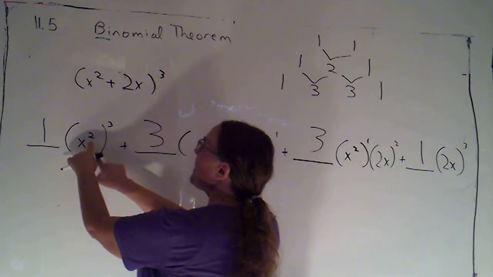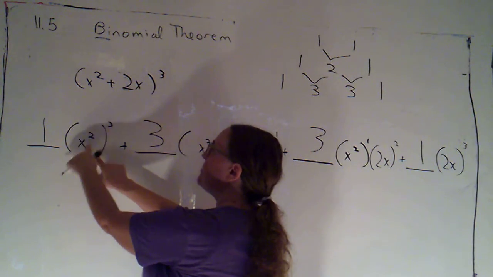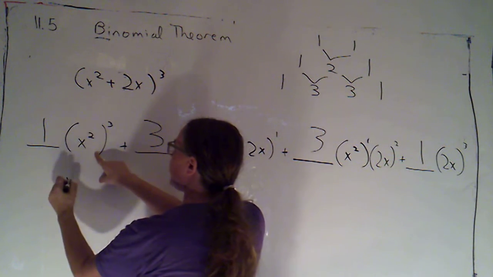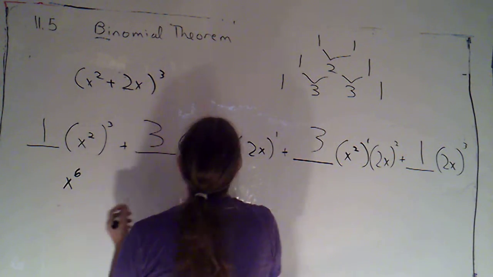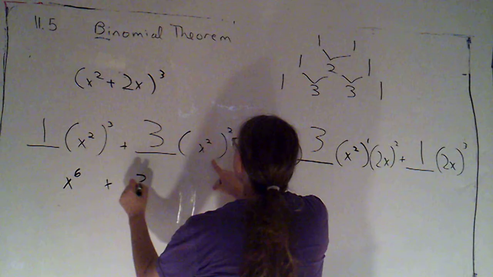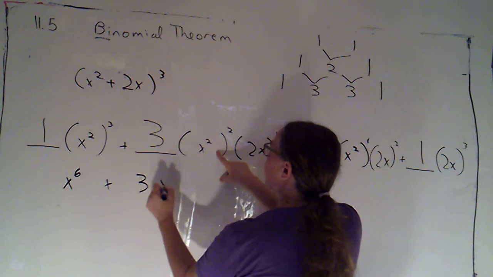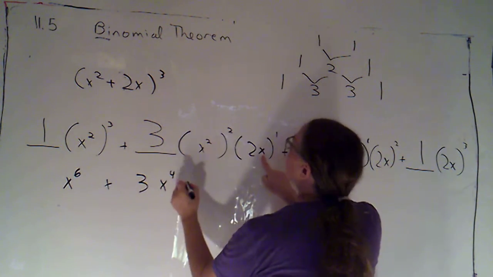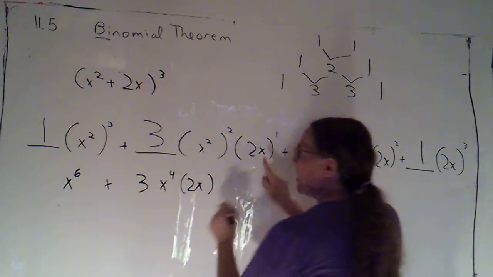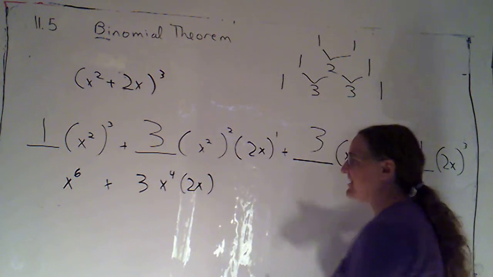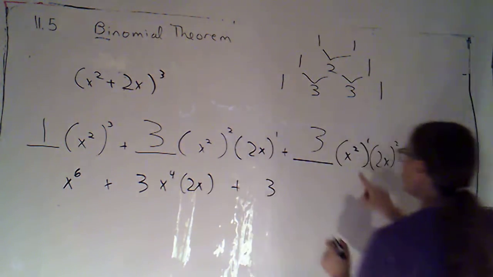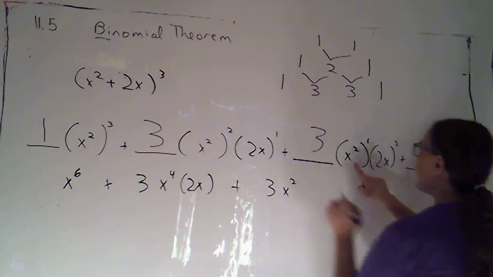Okay. When we have a power to a power, remember we multiply those exponents. So that's going to become x to the 6th plus 3 times x to the 4th times 2x. I'll come back and combine all the numbers and the x's. Plus 3 times x squared.